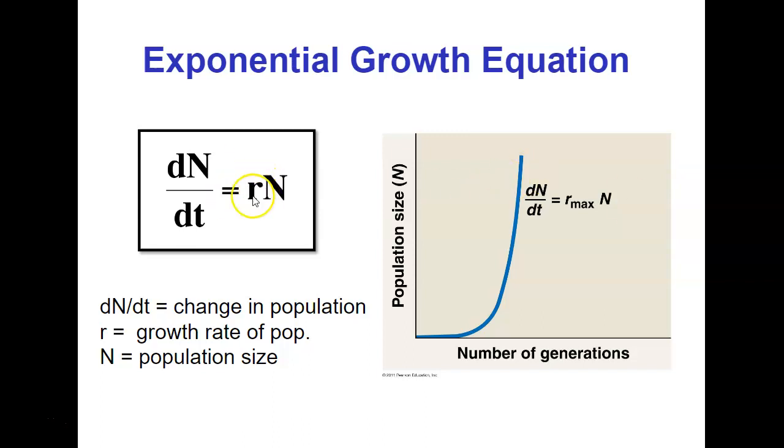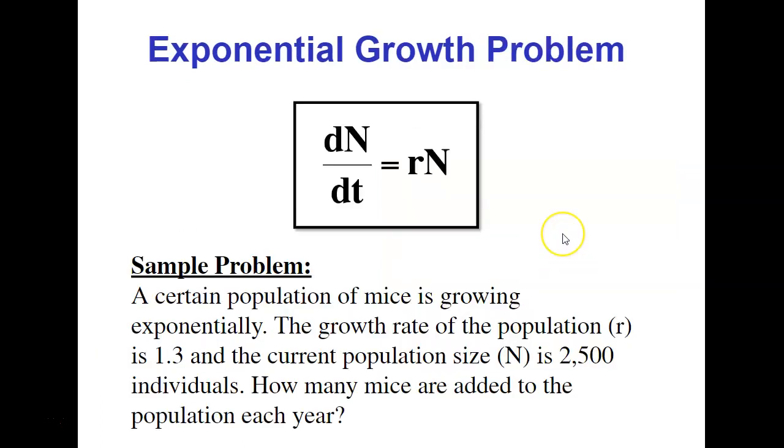But it's basically whatever the growth rate particularly is, times the population that you are starting with. And so you just multiply those two numbers together, and then that basically tells you how much the population is changing. So here's an example problem.